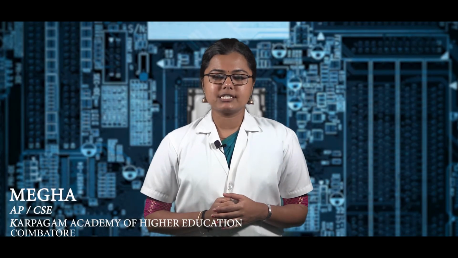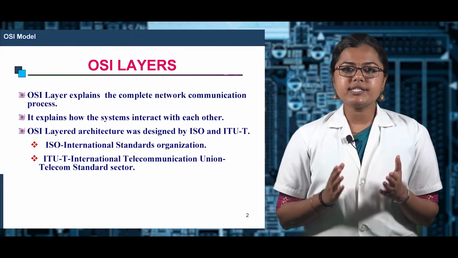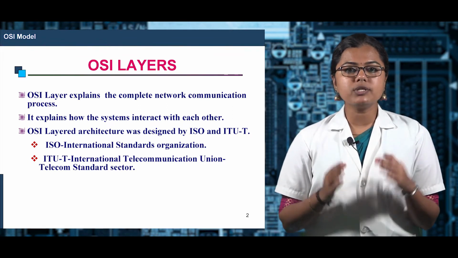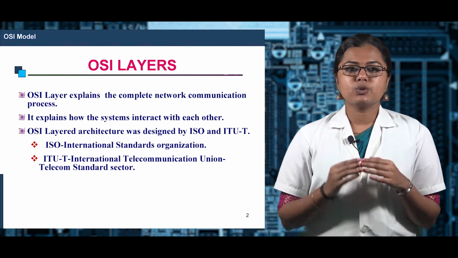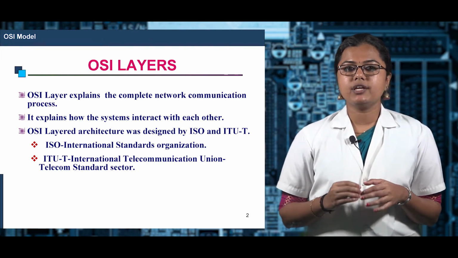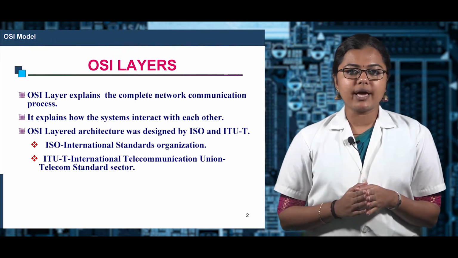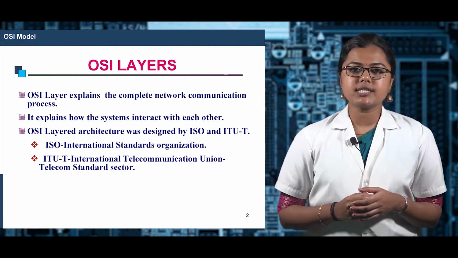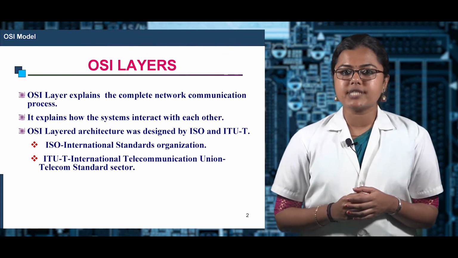In the last session we discussed the introduction to basic networking, and as part 2, session 2, we are going to discuss the most important part of networking, that is OSI layers, or Open System Interconnection layers. The OSI layers explain the complete communication between different systems, that is, how the systems interact with each other. The OSI layer architecture was designed by two organizations, mainly ISO and ITU-T. ISO is the International Standard Organization and ITU-T is the International Telecommunication Union Telecom Standard Sector.